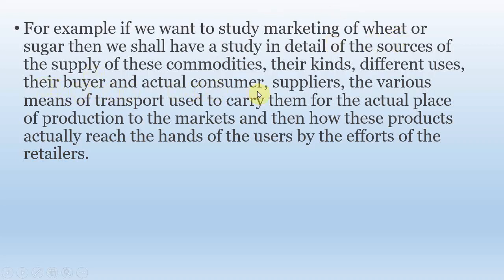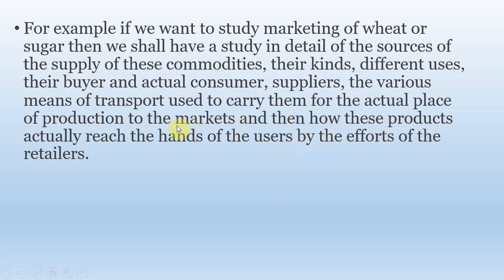Then the actual consumers, then the suppliers, the farmers, and the various means of transportation, from where the goods are transported from the production level, from the northern states, or even the southern states also, they are brought by means of transport to the actual places, and then how these products actually reach the hands of the user, by the efforts of retailers. We don't go to Punjab and buy wheat. We get it from our retailer shops. That is the method.